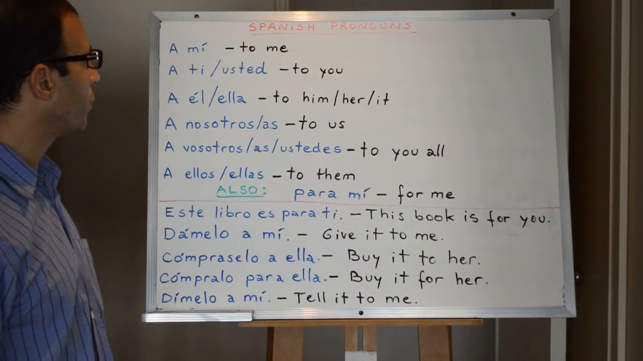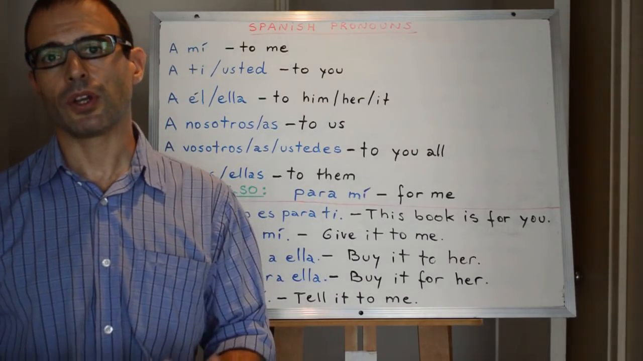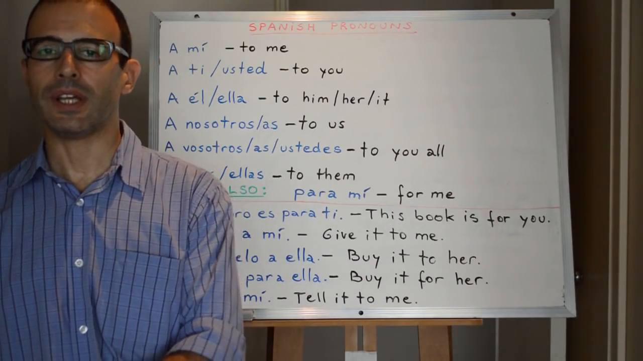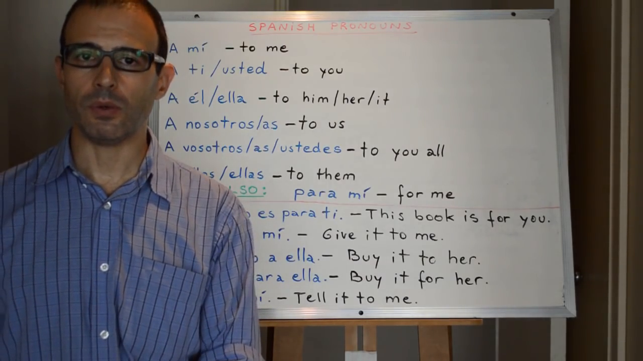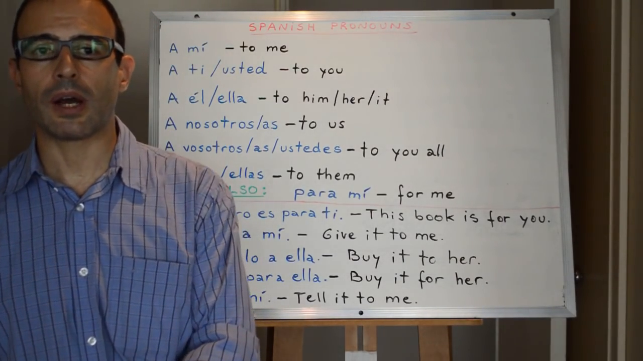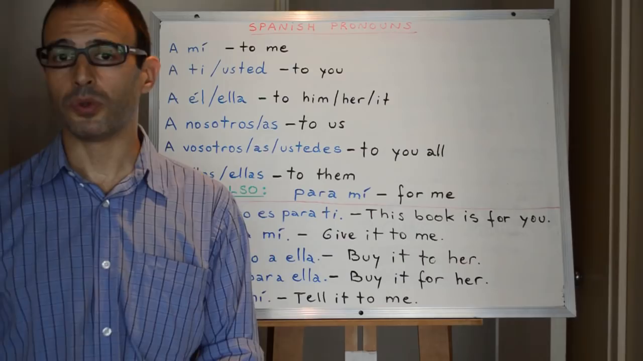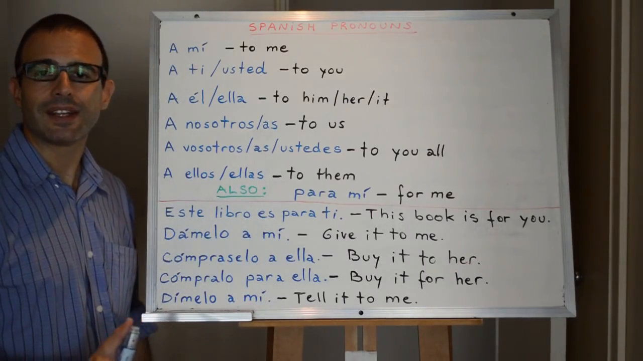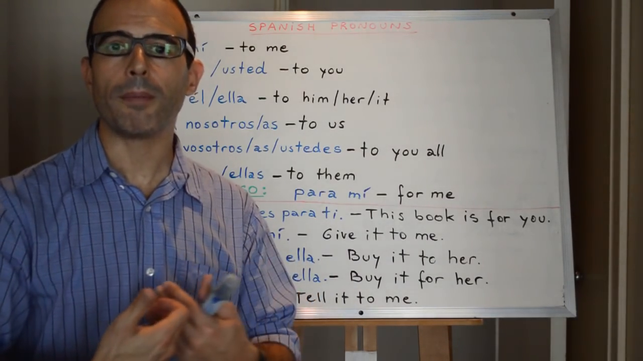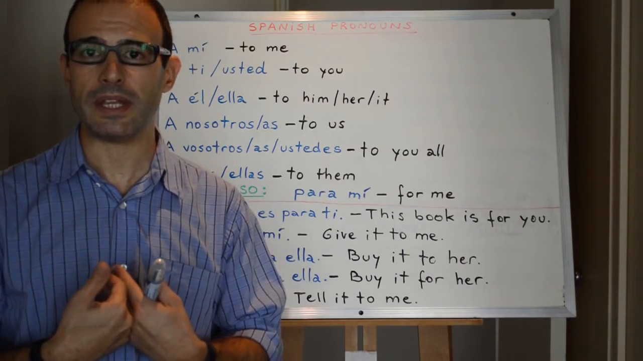Okay? So you remember that the subject pronouns are yo, tú, él, nosotros, vosotros, ellos for I, you, he, she, it, we, you all, and they. Now, when we want to use the pronoun with the preposition for or to, there is a slight change in Spanish. I will show you. For example, I want to say this is for me, right? In English we don't say this is for I, we say this is for me, right?